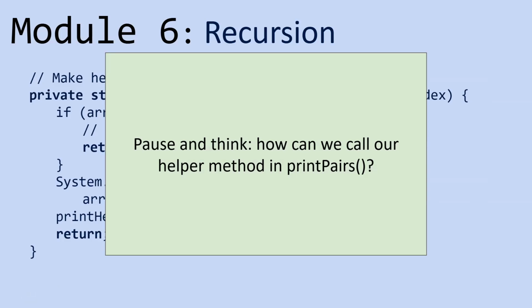So how would we make it so we call this helper method to print all of the pairs in the array?